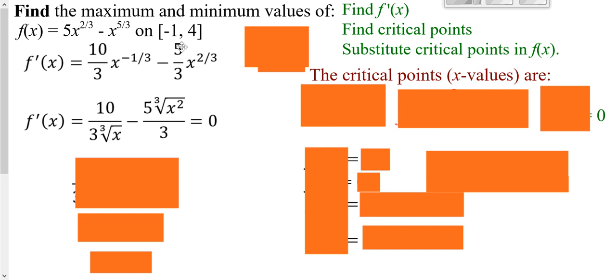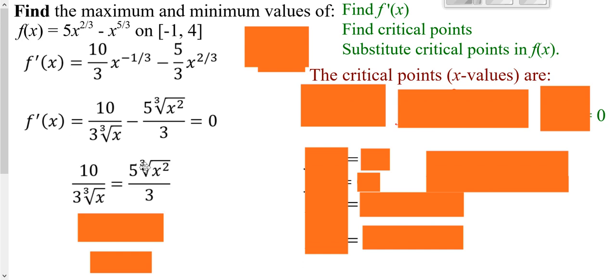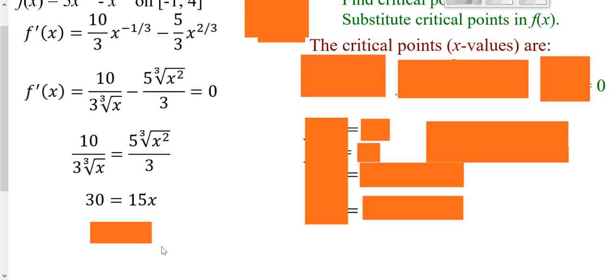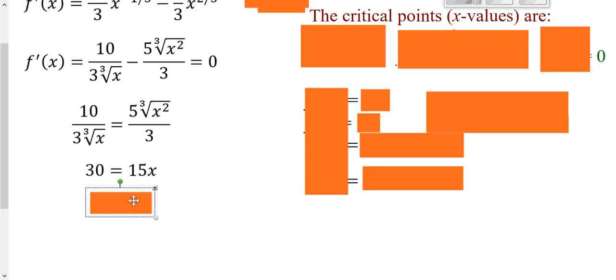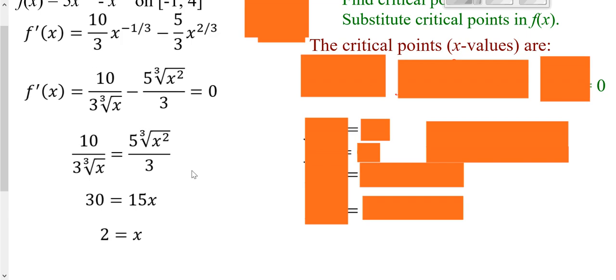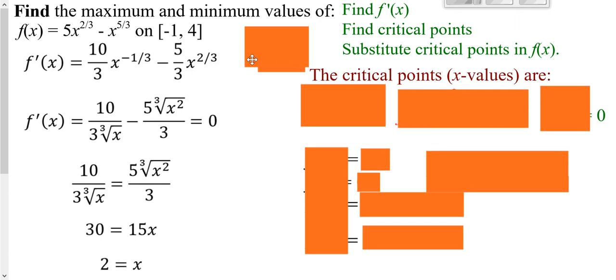Could you have factored it? Yes. Being only two terms, once we set it equal to 0, we could just take one of the terms to the other side and solve it. But a lot of times you'd want to pull out your greatest common factor. So I took this to the other side. Now I can go ahead and cross multiply. And then we solve it for x, and we get 2. Notice 2 is part of our closed interval up here.